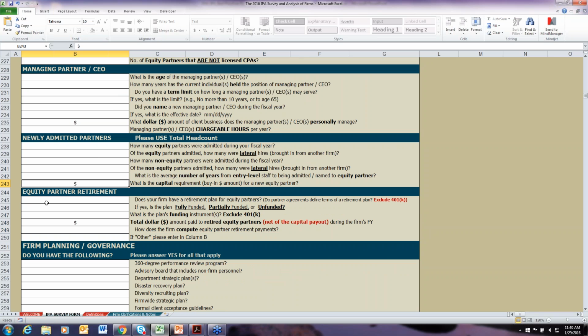All right, rows 244 to 250 deals with equity partner retirement, specifics of a partner retirement plan. On row 245, we're asking you to indicate if the firm's partnership agreement defines terms for a retirement plan for equity partners. A traditional 401k would not qualify as a partner retirement plan. If you don't have a specific retirement plan defined by the terms of your partnership agreement, just indicate no on row 245.